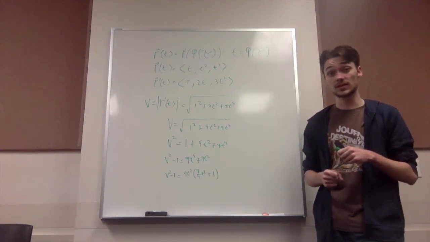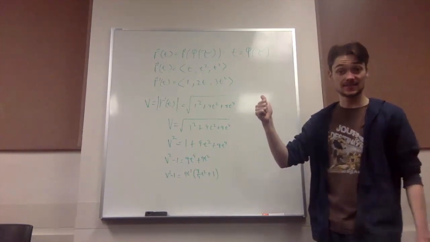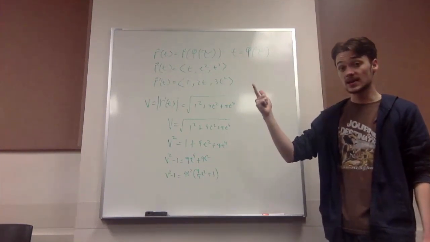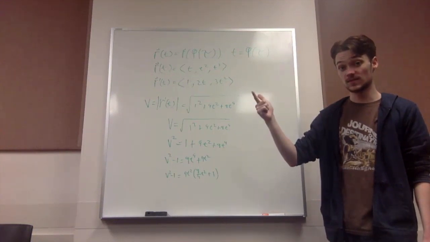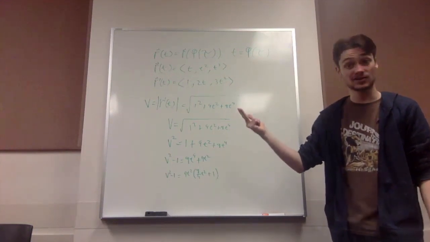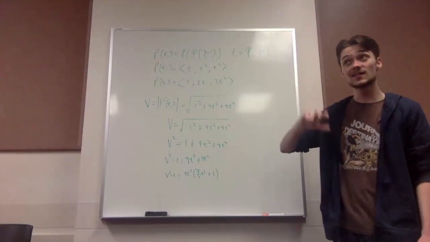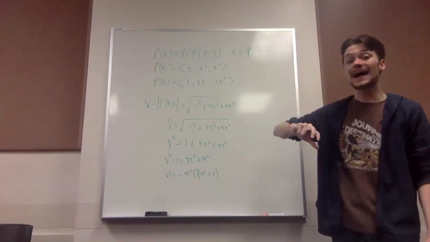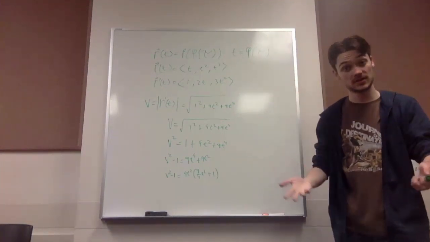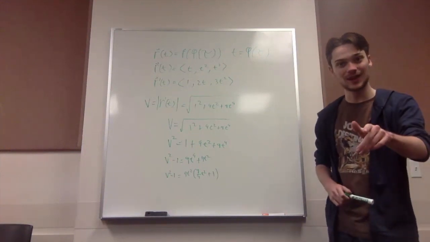But in general, if you haven't played yourself like I have, the strategy for reparameterizing in terms of unit speed is going to be A, you need to find the speed function. B, you need to find the inverse of the speed function. And then C, the final step, you need to plug the inverse of the speed function back in to the original position vector. But this isn't the only strategy that we have.